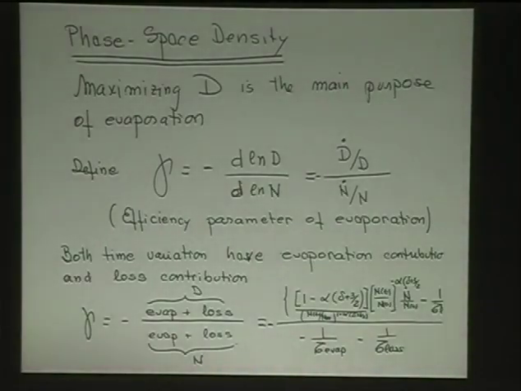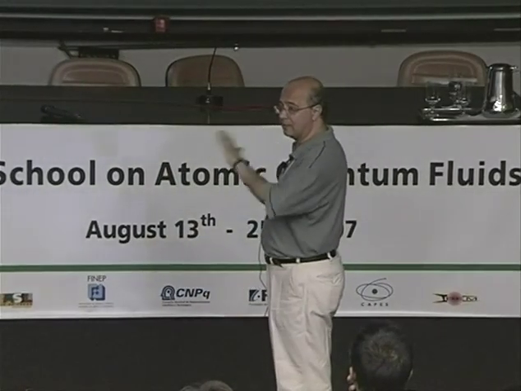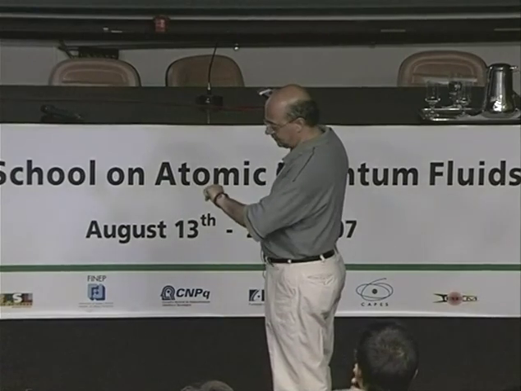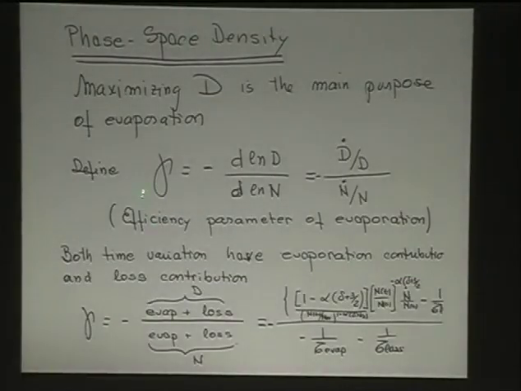Now, of course, maximizing the phase space density is the main purpose here, because that's what characterizes the quantum gas. And so I'm going to define gamma here as an efficiency parameter of evaporation. I'm almost at the end of this. Gamma is the relative variation of the phase space density with the number. So it can be defined in this way: the time variation of the phase space density over the time variation of the number. I define gamma that way, right?